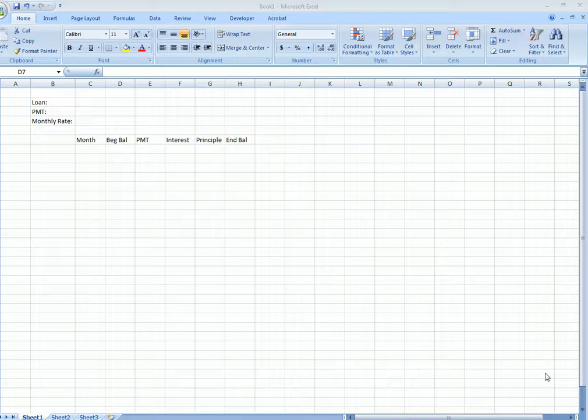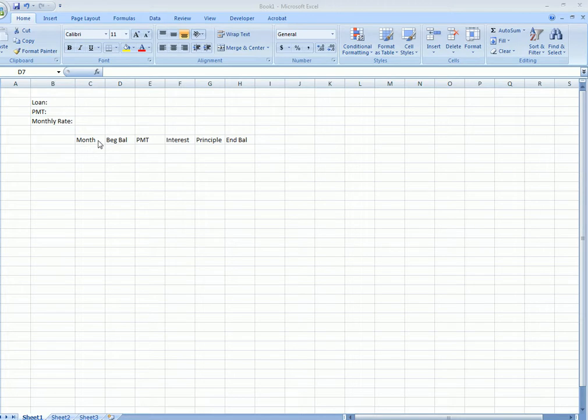Today we're going to focus on building an amortization table in Excel. As you can see, I have an Excel spreadsheet open up here, and I basically have three main inputs that we're going to need: the loan amount, the payment, and the monthly rate. The monthly rate is just going to be the nominal annual rate divided by 12. That's what we typically calculate so that we can figure out what the actual monthly rate is.